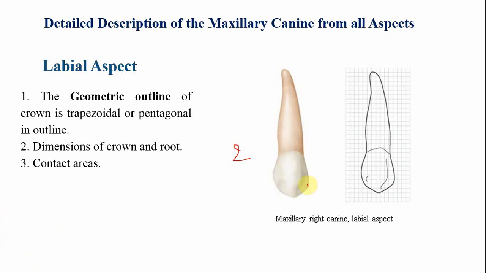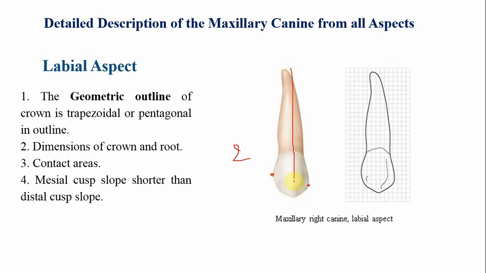The position of contact areas. The mesial contact area is located at the junction between the incisal and middle third, while the distal contact area is located in the middle of the crown, or the middle of the middle third. The outlines, as we can notice here, are convex, mesially and distally. The cusp tip is usually located in line with the long axis of the root. So we can notice that the cusp tip is located on the long axis of the root, with the mesial cusp slope shorter than the distal cusp slope.